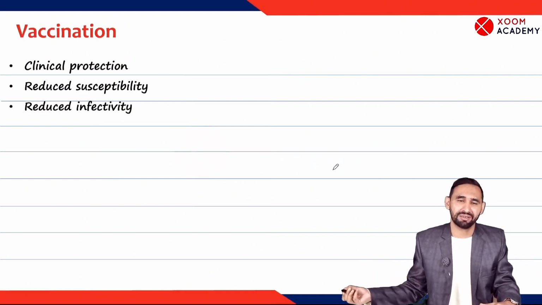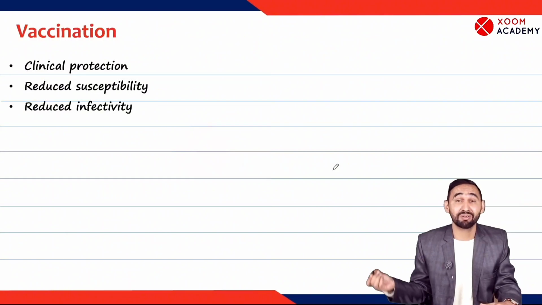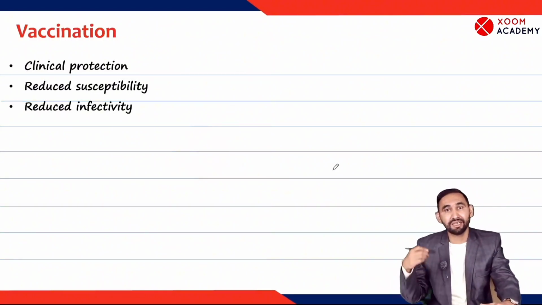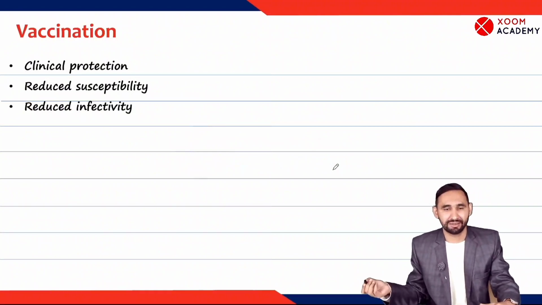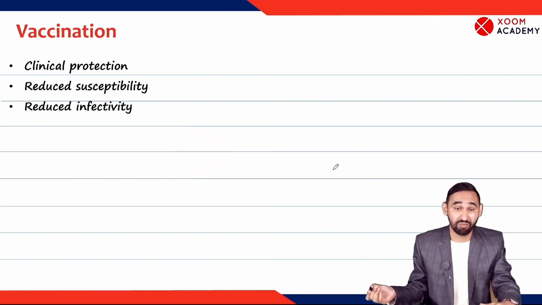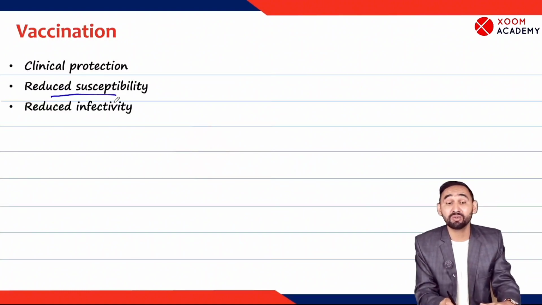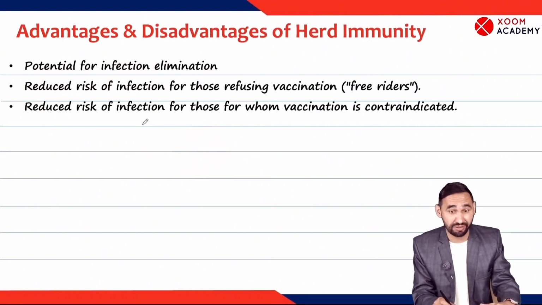What does a vaccine provide? It provides clinical protection. It provides protection against the disease. It prevents the disease. Like if measles vaccine is given to a child, he may not develop measles, or if he develops measles, it will be mild to moderate. Vaccines reduce susceptibility to infections. They reduce infectivity.